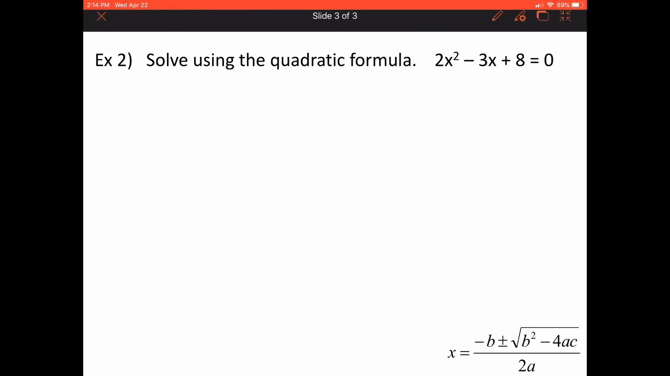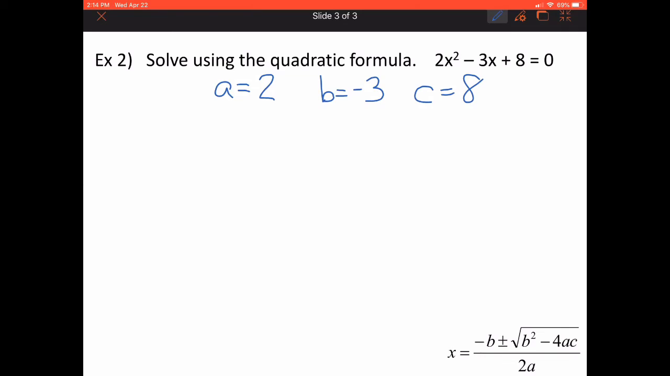All right, so let's do one more. Again, we're going to solve this quadratic equation. First thing we do is we find A, B, and C, and if you'd like to try this one on your own, go ahead, hit pause, and then you can check your answer after. All right, so I find A equals 2. It's the coefficient in front of x squared. B equals negative 3, and C equals 8.